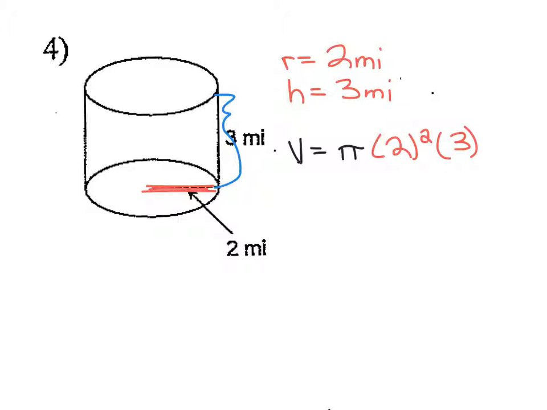When we plug that into our calculator, we have pi times 2 squared, which is the same as 4, times 3, which would give us a volume of 37.7 when we round to the 10th place miles cubed.